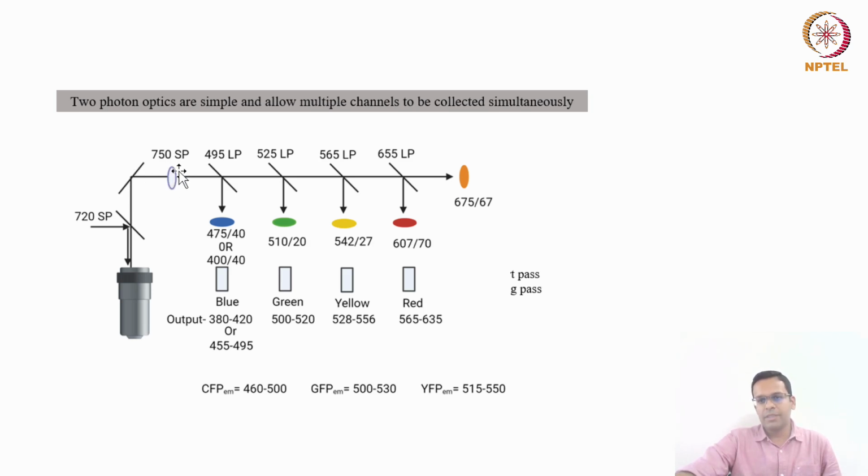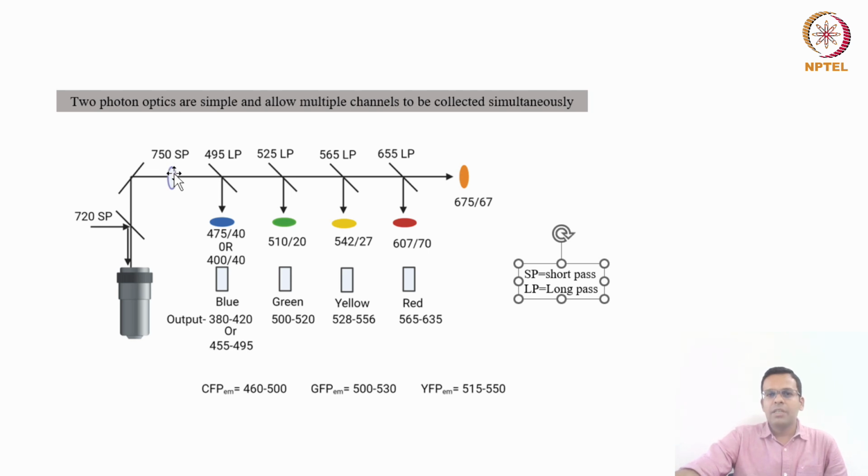SP stands for short pass. Okay, so this short pass filter is there. So a 750 nanometer short pass filter means it will allow all the wavelengths which are shorter than 750 nanometer. So our 495, 525, 565, 655, all these wavelengths will pass from this filter, but the wavelengths higher than 750 nanometer will not pass from this filter. And then there are dichroic mirrors placed in the light path, and they will separate these colors individually.